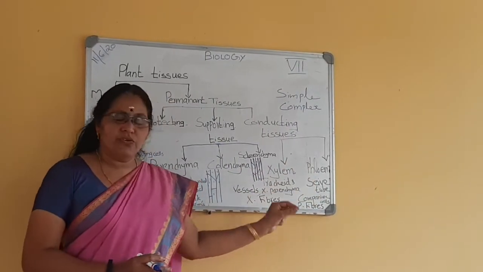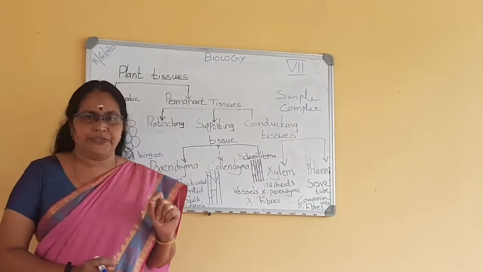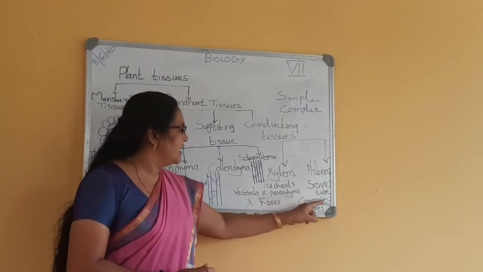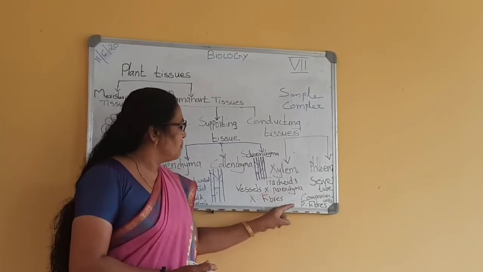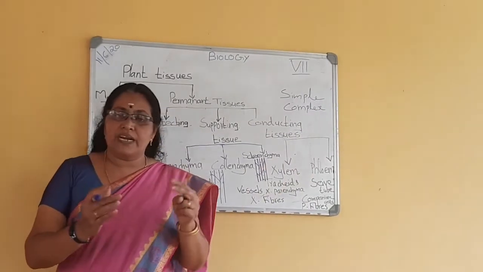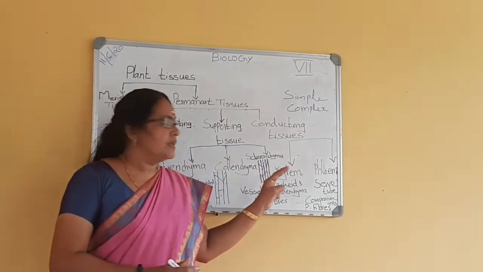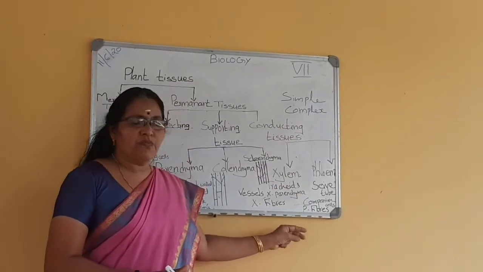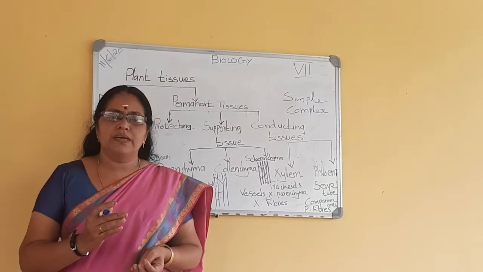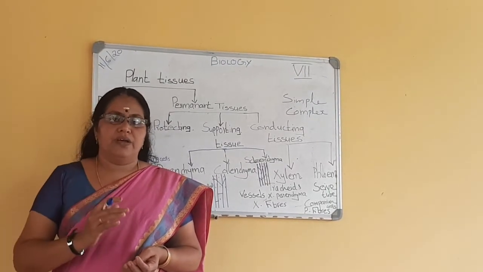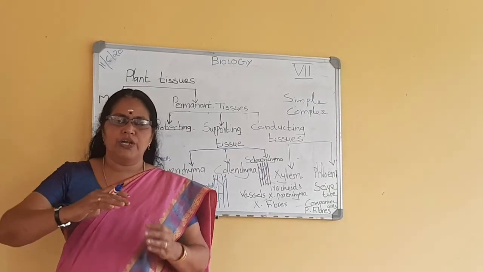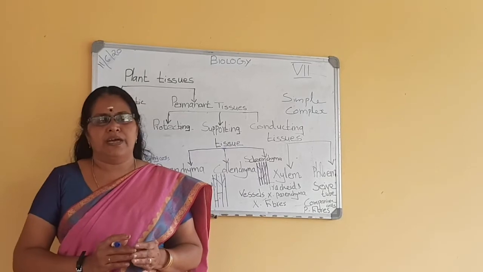Next is the phloem. Phloem is also a complex permanent tissue. It consists of sieve tubes, companion cells, phloem parenchyma and phloem fibers. So there are different types of cells in the phloem. So it is also known as a complex permanent tissue. Then what is the function of phloem? Phloem transports the prepared food from the leaf to other parts of the plant. It may be downward to the root and other parts of the plant.